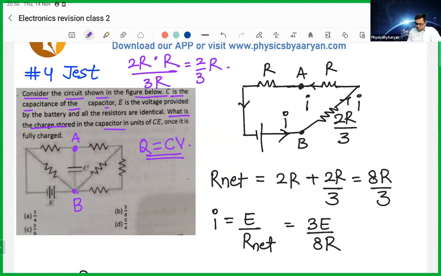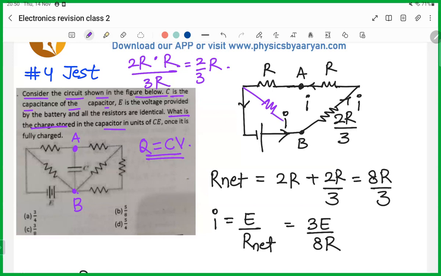Okay. How did I miss that resistance? The correct answer... yeah, this diagonal resistor I missed. So why did I get the correct answer in that case? Okay, so I missed that resistor. Although R is there, 2R by 3.